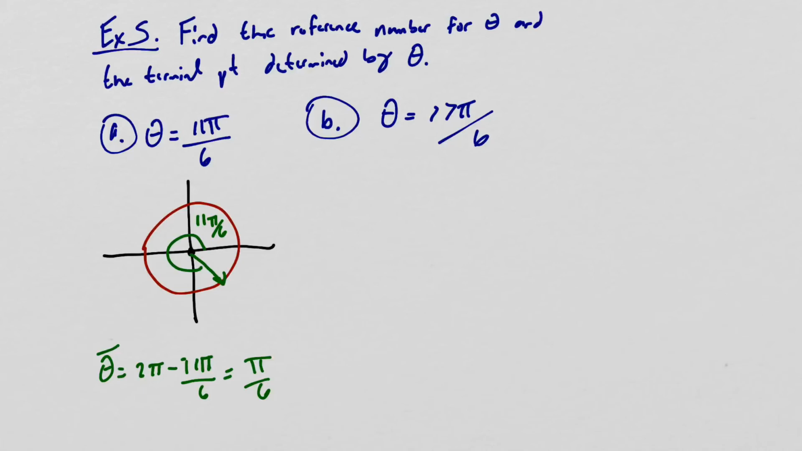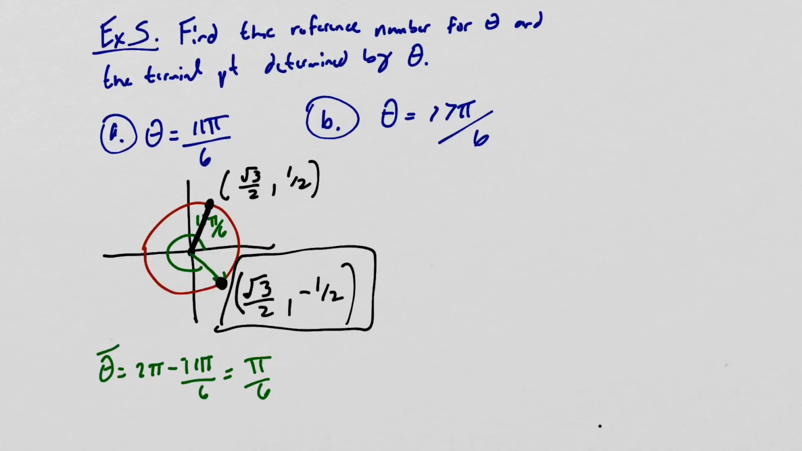The terminal point determined by pi divided by 6 lives in the very first quadrant. And it has values of square root of 3 divided by 2 and 1/2. Since the terminal point determined by 11 pi divided by 6 is going to have the same x, y values with the exception of the sign, we see then that the terminal point determined by 11 pi divided by 6 is going to have square root of 3 divided by 2 and negative 1/2 since we're in the fourth quadrant. And this is going to be our answer for part A.